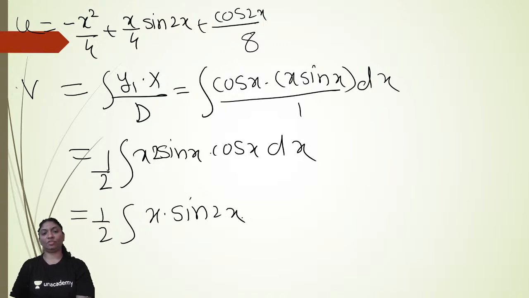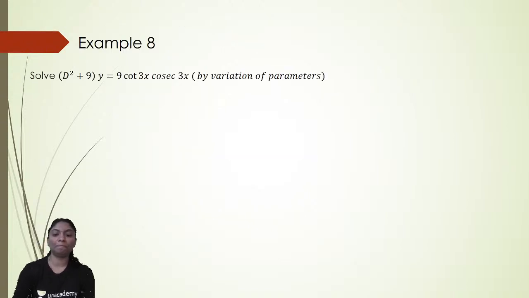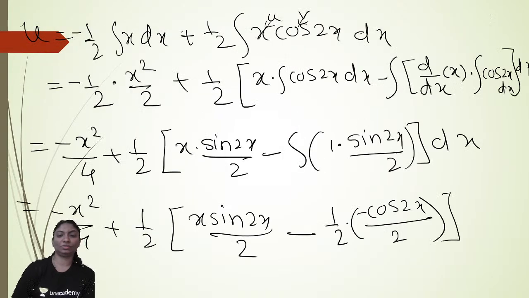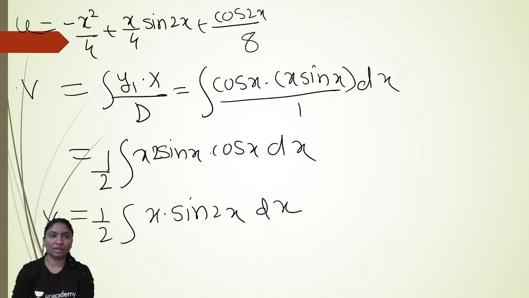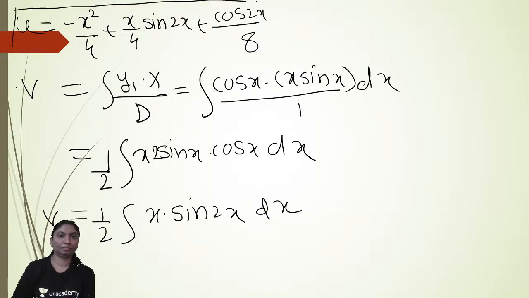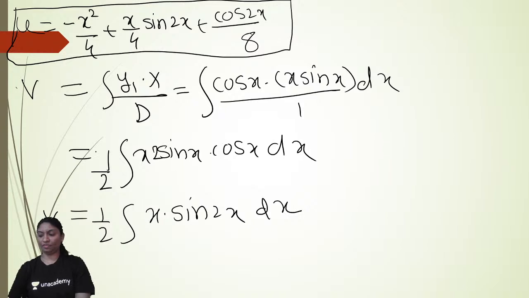x into sin 2x. The formula for sin 2x is 2 sin x into cos x. So I am using that formula here to make it simple. So 1 by 2 into the integral of x into sin 2x dx. So v is equal to this. Now just integrate. Again here we will apply. Shall I rub this? So your u is equal to this. Now we will calculate v here.